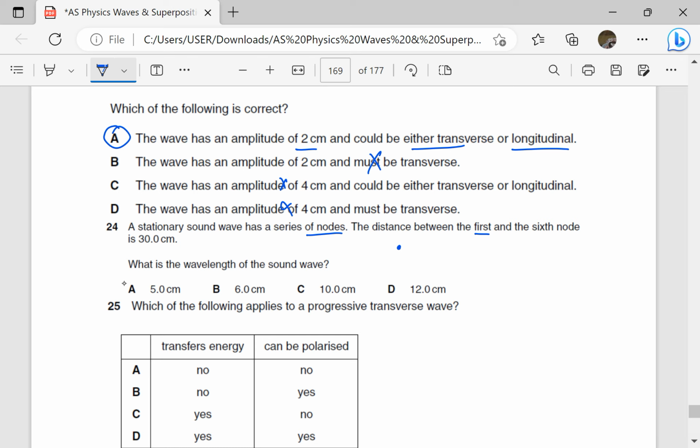If you are poor at this, this is one node, 2, 3, 4, 5, 6. Remember, the distance between two successive nodes is half a wavelength. That makes it easy. So that is one wavelength, two wavelengths, and a half. So 2 and a half, that is 5/2 wavelengths, is equal to 30 centimeters. So the wavelength lambda is going to be 2 times 30 divided by 5, which is 6 times 2. That gives us 12. Is it 12?